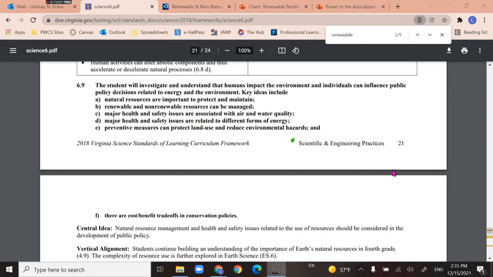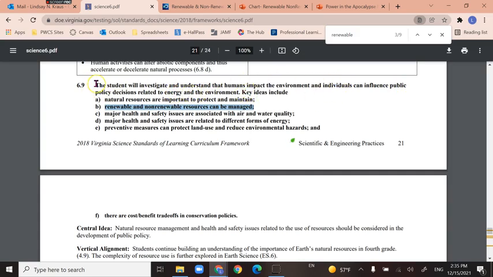For this product this year, I worked with my sixth grade science department. They were looking for a way to engage our sixth grade students in 6.9b, which has to do with renewable and non-renewable resources and how they're managed. The idea was for them to investigate and understand that humans impact the environment, and individuals can influence public policy decisions related to energy and the environment.